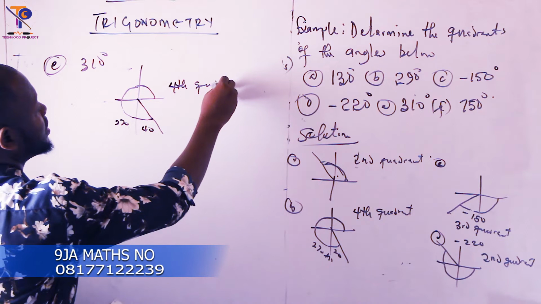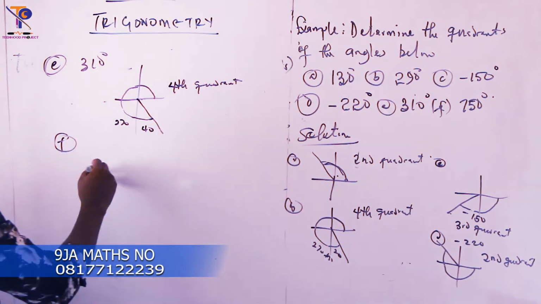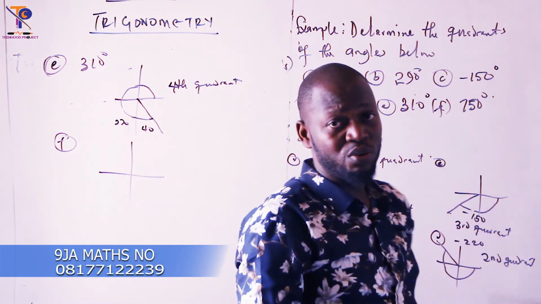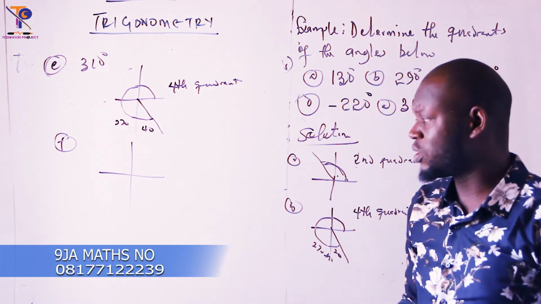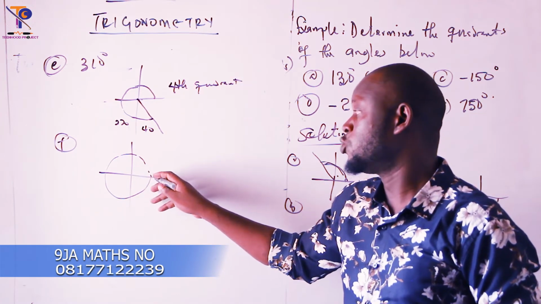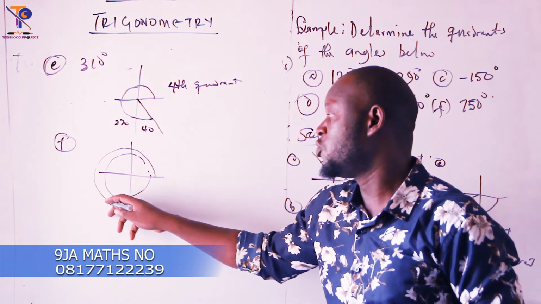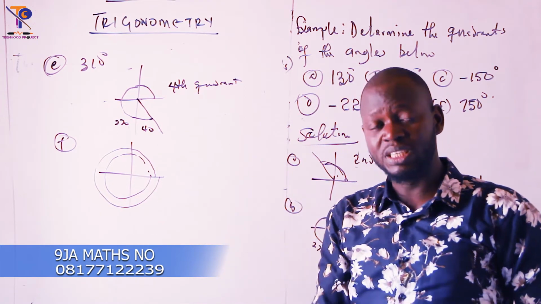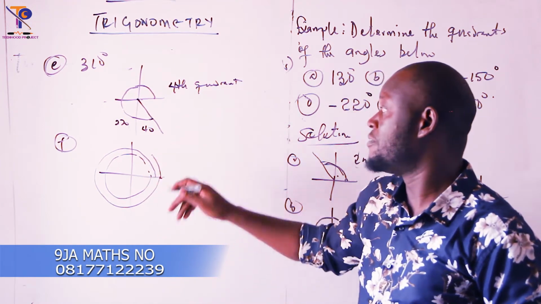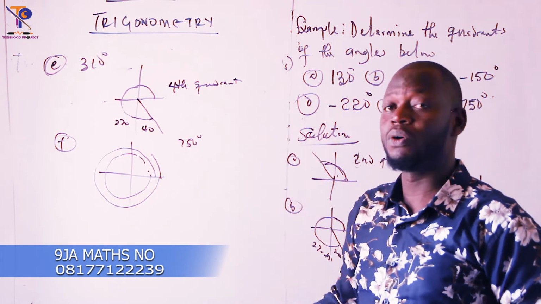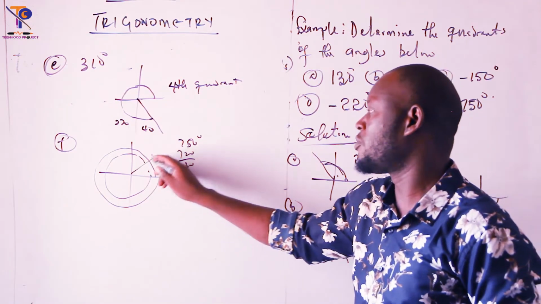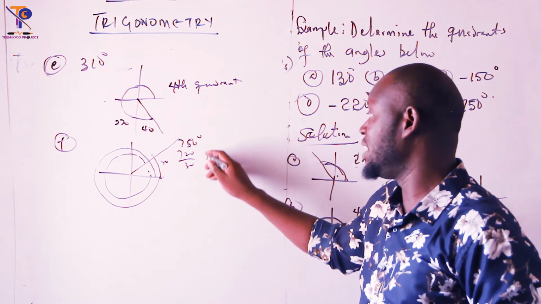And for F, the last one, we have 750. That means 750 is on the third revolution. You finish 360 degrees, then you go again and finish 720. So we have the second revolution, and on the third you have 750. So 750 means 720 plus 30, you are going for angle 30. If it is angle 30, definitely it is on the first quadrant.